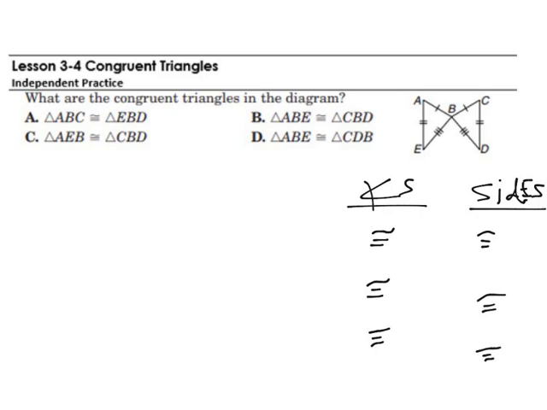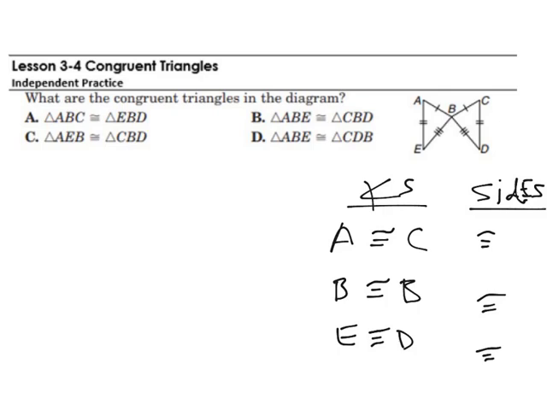So angle A and angle C are congruent. Don't let this throw you off: B is part of both triangles, so B would be congruent to B in this particular situation. And angle E is congruent to angle D.